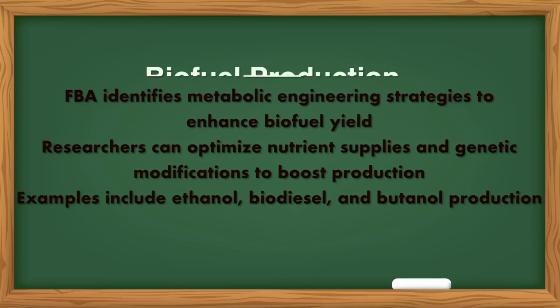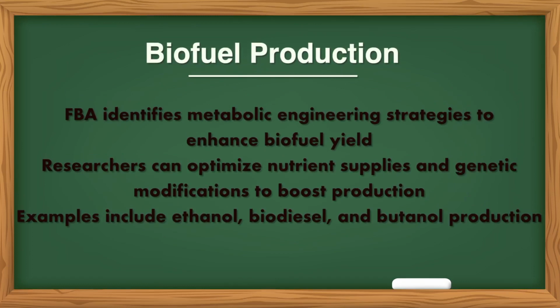So, I will begin with a case study of biofuel production. The objective is maximization of the production of biofuels from microorganisms. Let me explain how FBA helps. FBA identifies the metabolic engineering strategies to enhance the biofuel yield. Researchers can optimize different nutrient supplies and genetic modifications to boost the fuel production. For example, this includes ethanol, biodiesel and butanol.